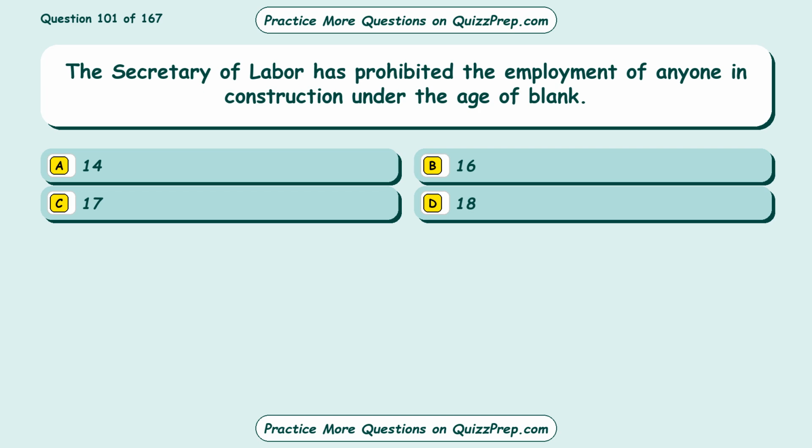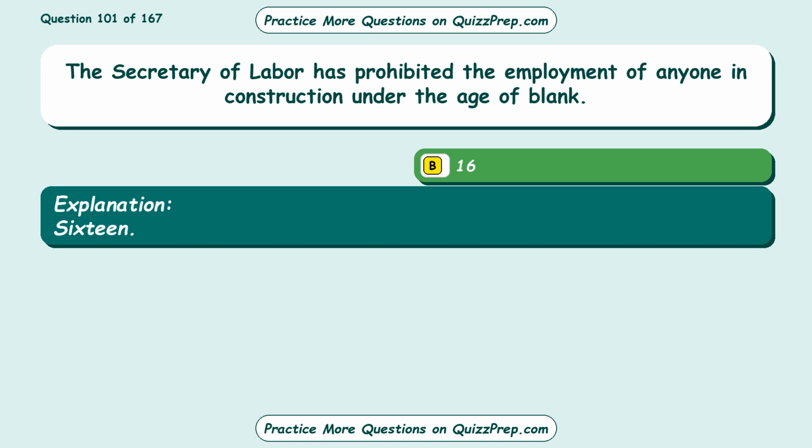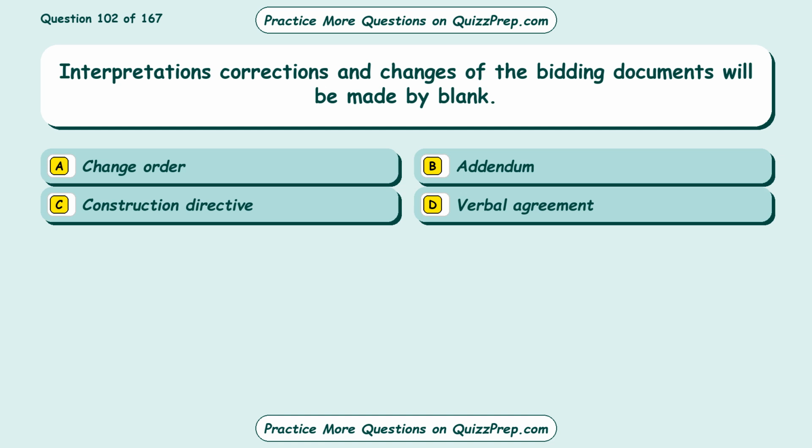The Secretary of Labor has prohibited the employment of anyone in construction under the age of blank. Option A 14, option B 16, option C 17, option D 18. The correct answer is option B, 16. Question 102. Interpretations, corrections and changes of the bidding documents will be made by blank.